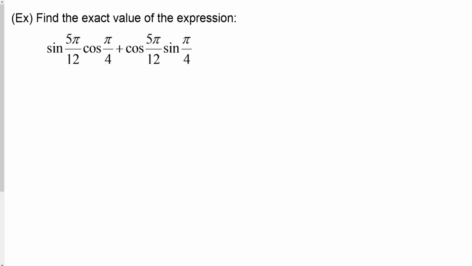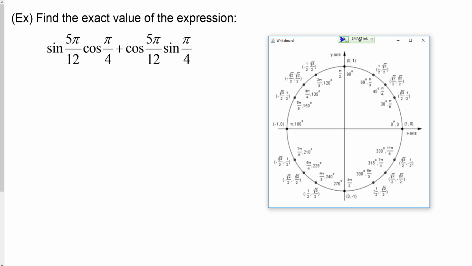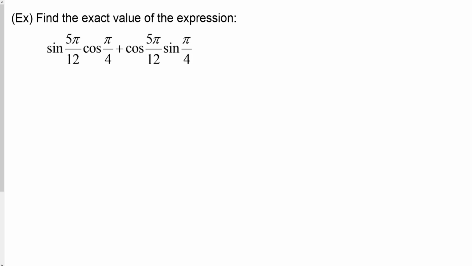Here's another type of problem you might run into. Find the exact value of the expression sine of 5 pi over 12 cosine pi over 4 plus cosine 5 pi over 12 sine pi over 4. So similar to the one we did before, but if you look for 5 pi over 12 on your unit circle, that's not one of the standard angle measures that we work with. So you're not going to be able to solve this using the unit circle as is.